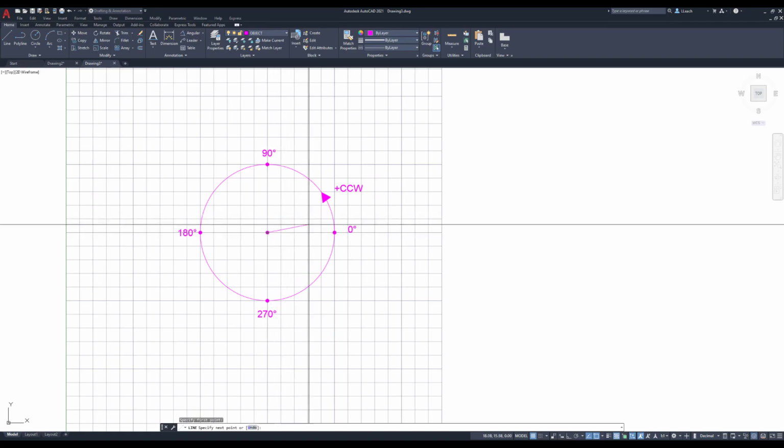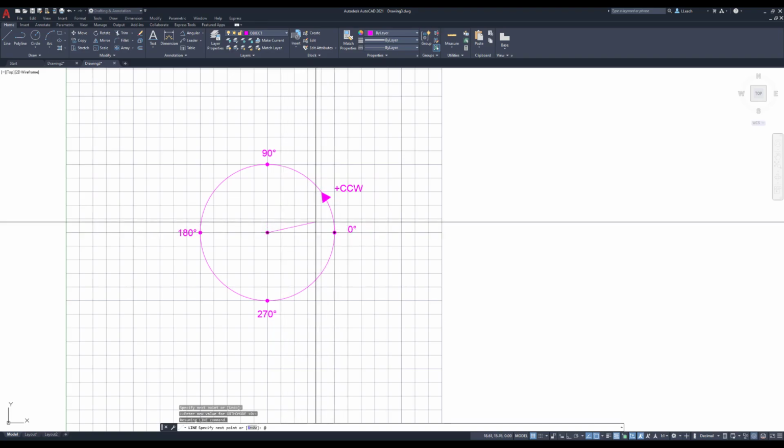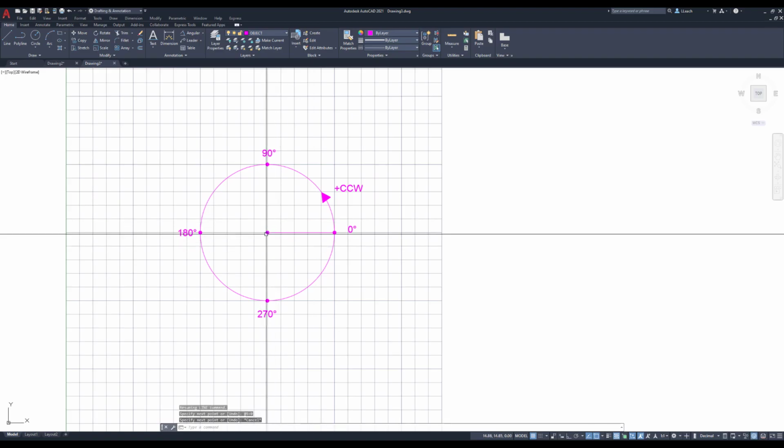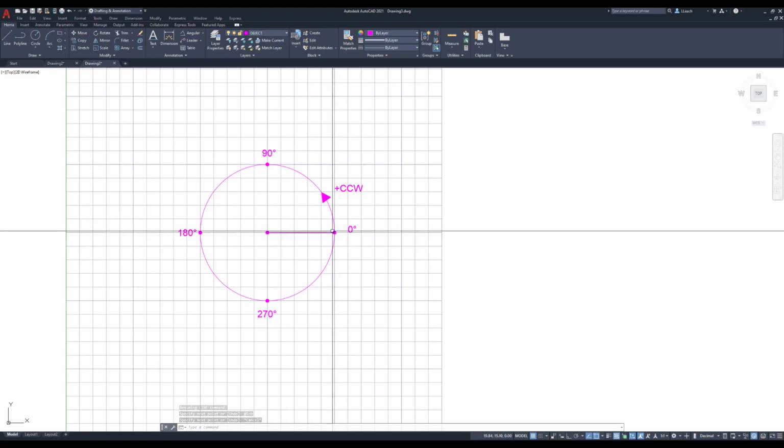Then I want to type in the @ symbol because I'm going to go relative to the center point here. Let's say that I want this to go over 1, 2, 3, 4, 5 units to the right. So I would type in 5, then the less than symbol, and then 0. You don't need to type the degree symbol, just the number. And you can see our line went 5 boxes to the right, at 0 degrees.